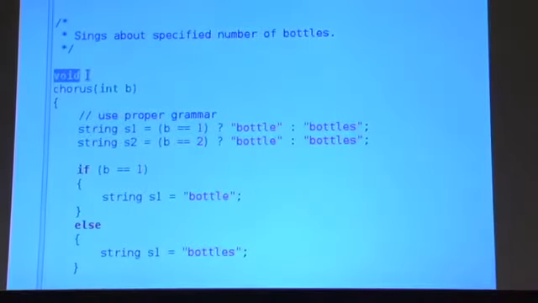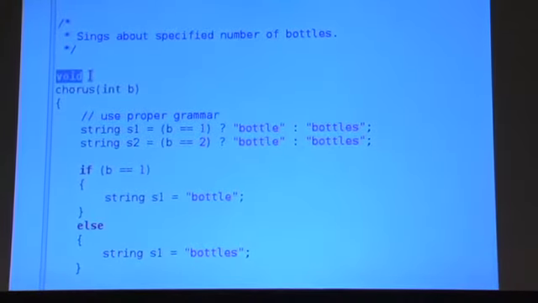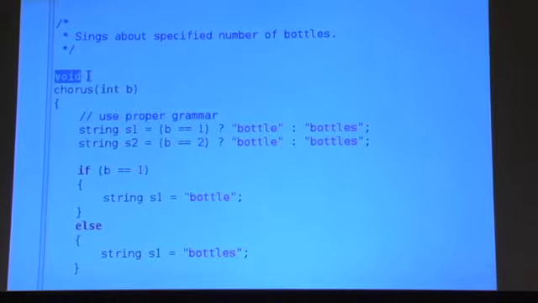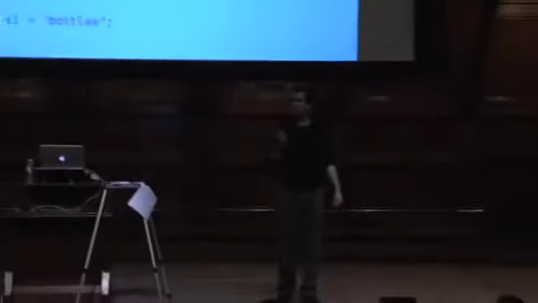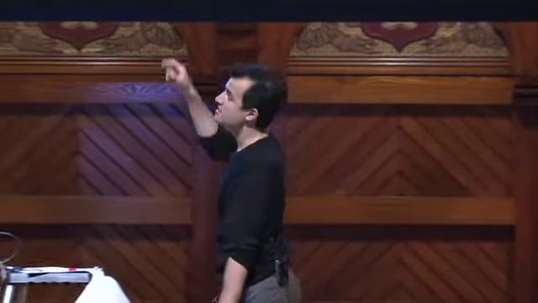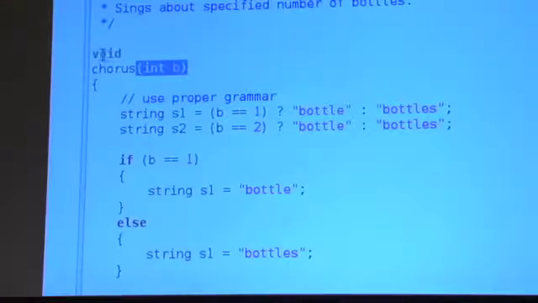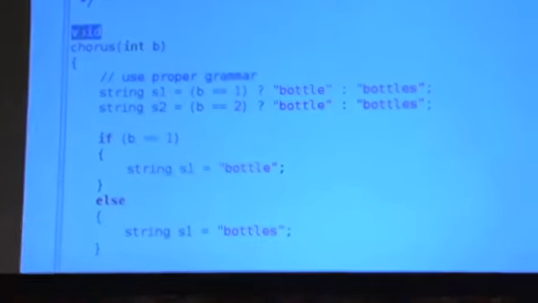And the only last question to ask about the syntax here is, what does it mean if chorus is prefixed with this word void? Not input. So it does take input because the input is always defined between the parentheses. So what's the opposite of input? So output. So this means chorus does not have any output.